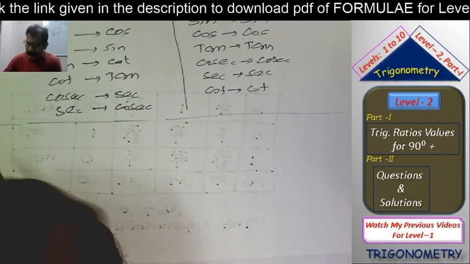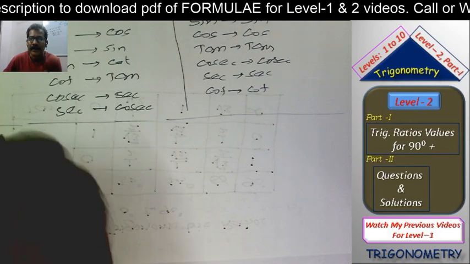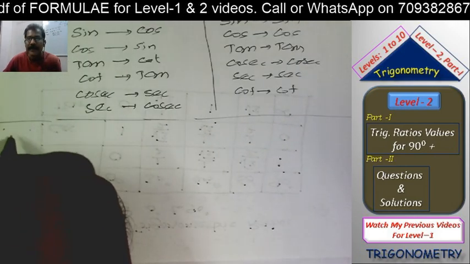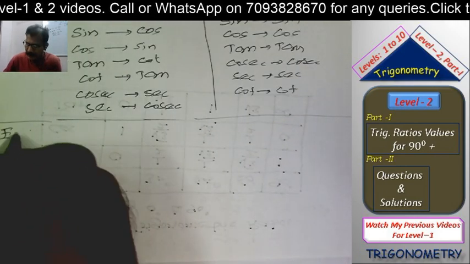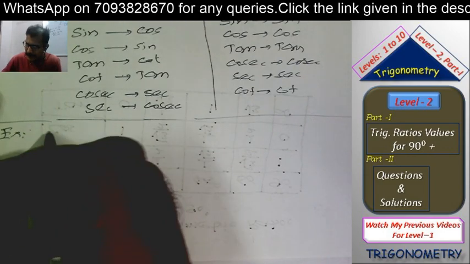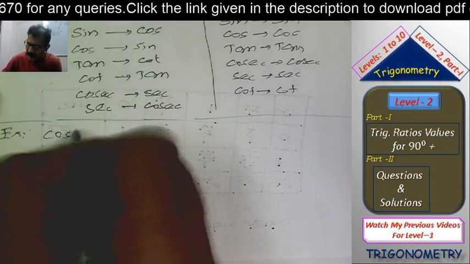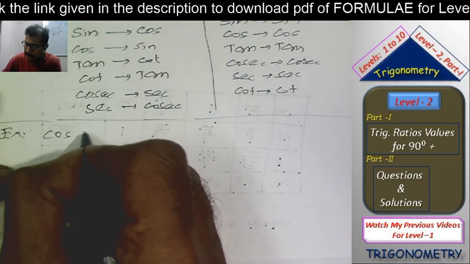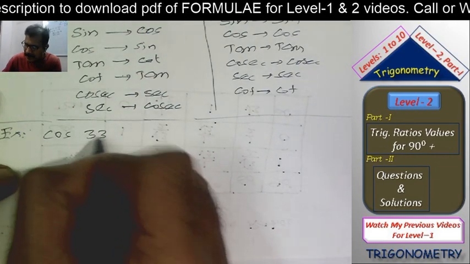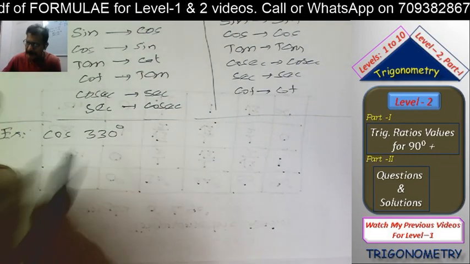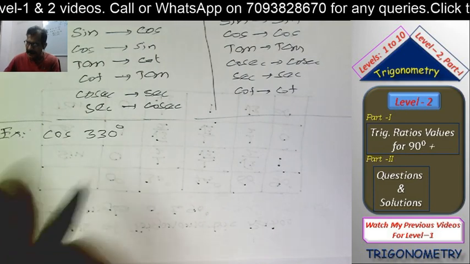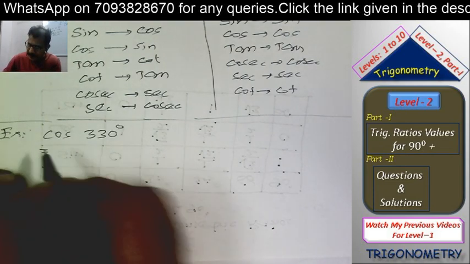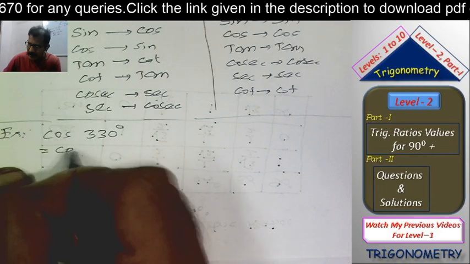For example, I want to find, say, the cos of 330 degrees value. I need to find cos 330. For this, we go like this. The cos I am writing.